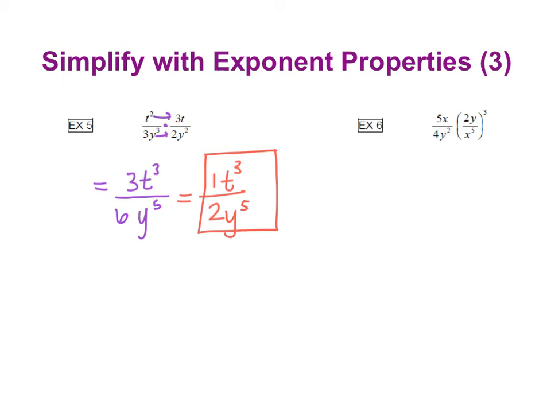You know your answer is simplified if you look and see, if I had t's in other places besides up here, then we would do more simplifying with that. But that's my only spot with t's. Here are my only y's. The 1 over 2 is reduced, so that one's good.